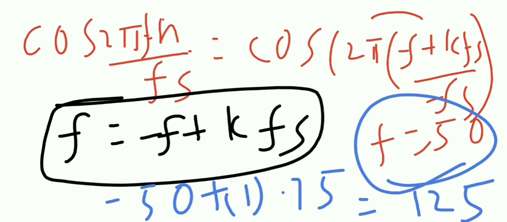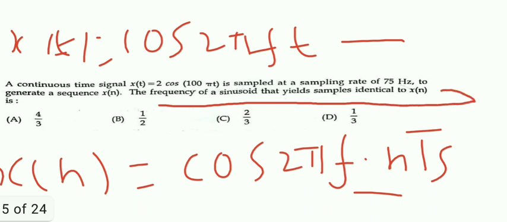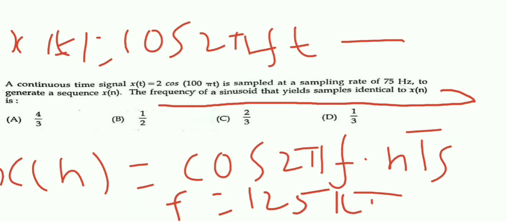So what is the answer we can expect? What they ask is the frequency of the sinusoid that produces the same x of n. But what they have given is something like 4 by 3, 1 by 2. So the answer should be f equal to 125 hertz, or 200 hertz, like that. So here they didn't give any such option, you can mark it accordingly.